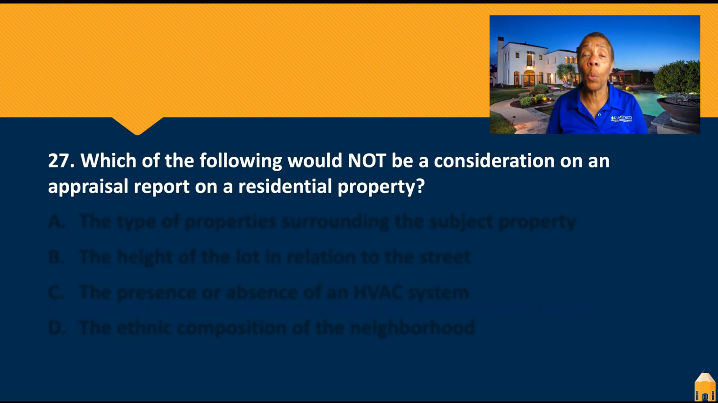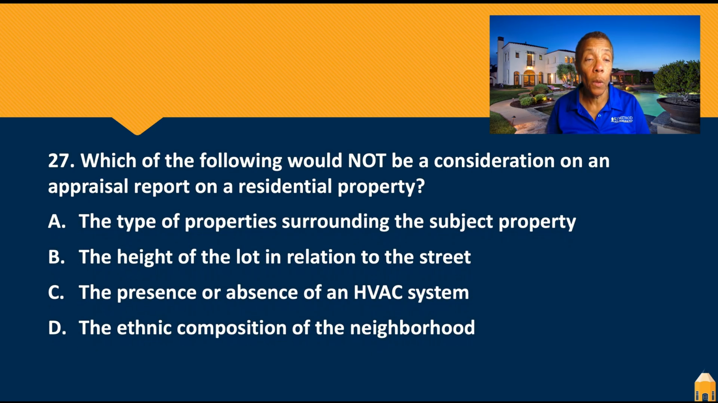27. Which of the following would not be a consideration on an appraisal report on a residential dwelling? A, the type of property surrounding the subject property. B, the height of the lot in relation to the street. C, the presence or absence of an HVAC system. D, the ethnic composition of the neighborhood.